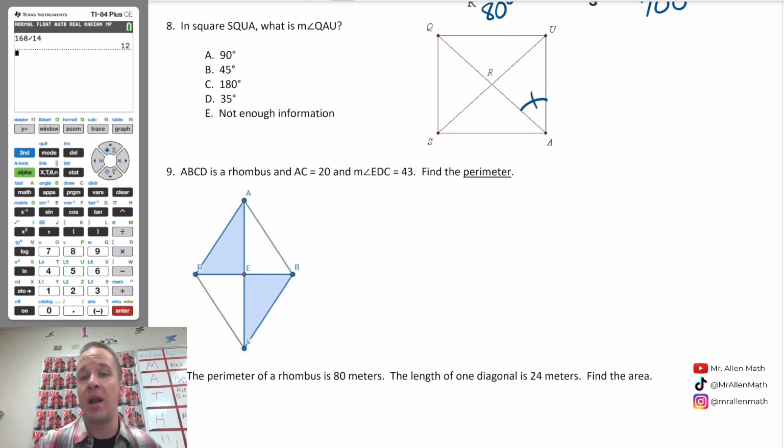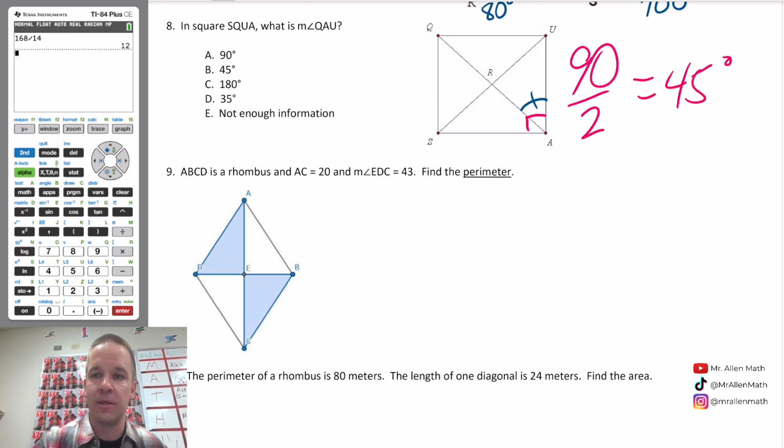Now we said we have 4 right angles, right? So all of these are right angles here. I'll specifically mark that one. We also said that the diagonals bisect those angles. So if I take 90 degrees and I divide it by 2, bisect it, I get 45 degrees. Beautiful. Answer is B. A lot of B's on this one.